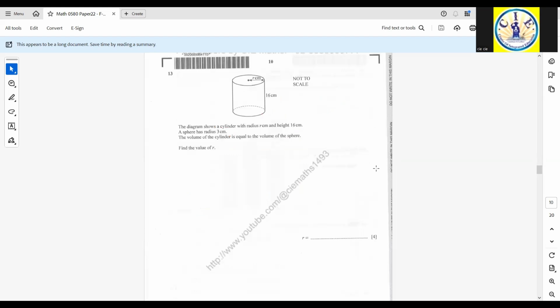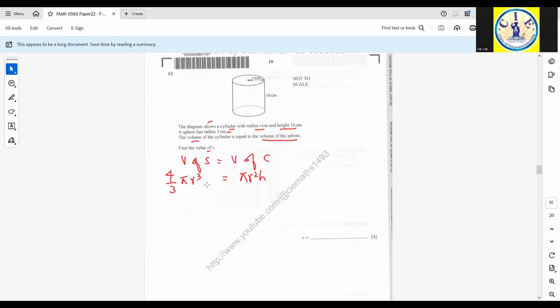It's question number 13. The diagram shows a cylinder with radius r centimeter and height 16 centimeter. A sphere has radius 3 centimeter. The volume of the cylinder is equal to the volume of the sphere. Find the value of r. So volume of sphere is equal to volume of cylinder. The volume of the cylinder has the formula pi r squared h, and volume of the sphere is 4 by 3 pi r cubed.